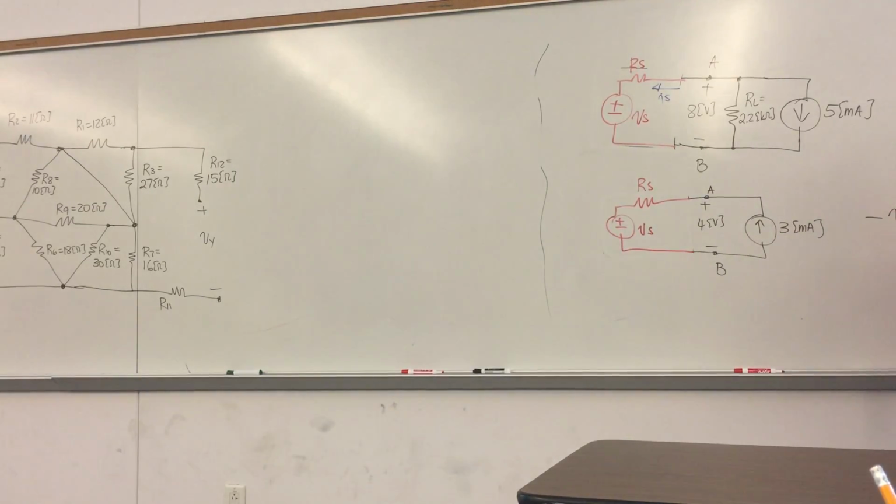So what do I have? Negative RS times 3 milliamps, and the voltage across the current source given, plus 4 volts. That's my second equation. Again, the only unknowns are VS and RS. Solve 1 and 2 for VS and RS.